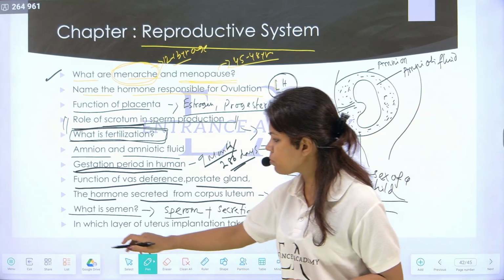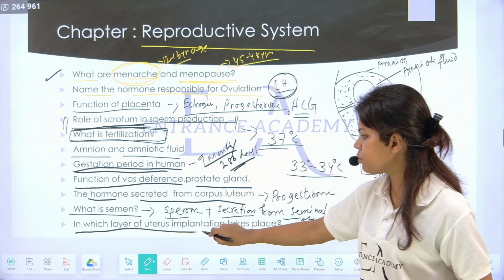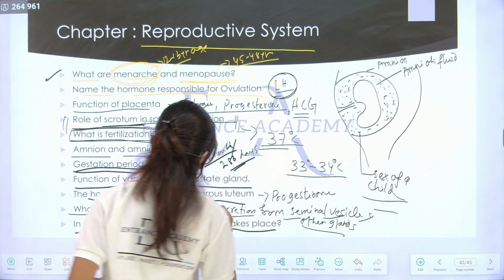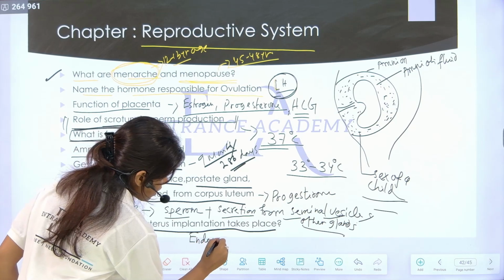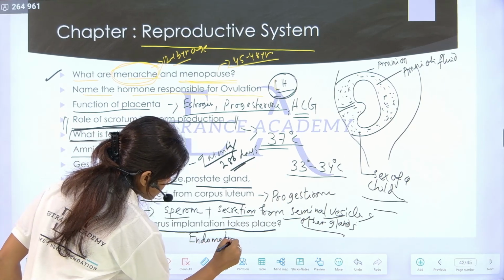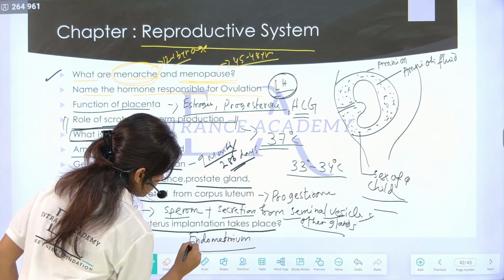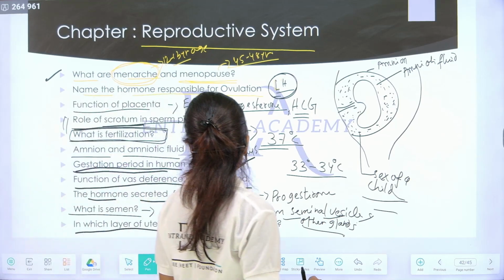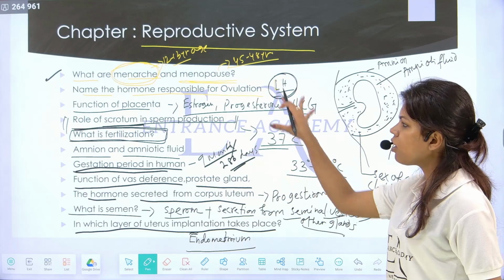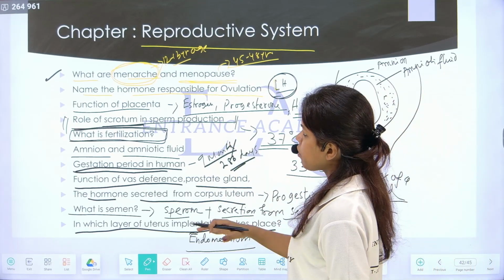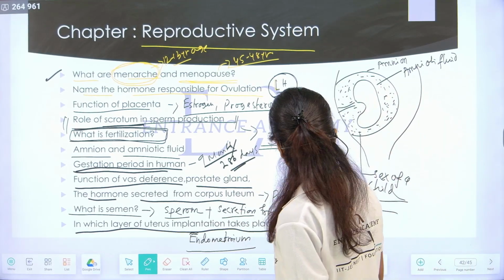The last question from this part, in which layer of uterus implantation takes place? The answer is endometrium. It is the innermost layer of uterus, endometrium, on which the implantation will take place. So these all are the questions which you can expect from this chapter, reproductive system.